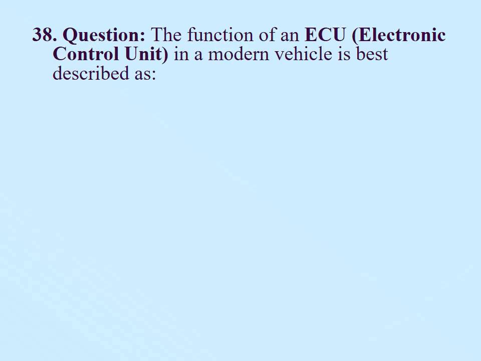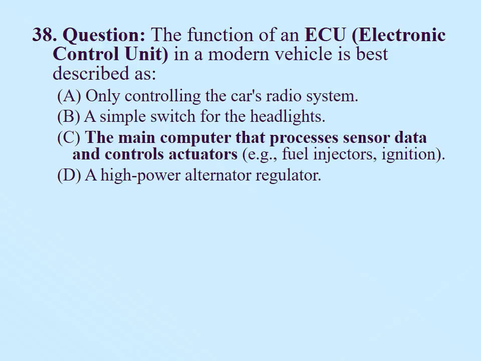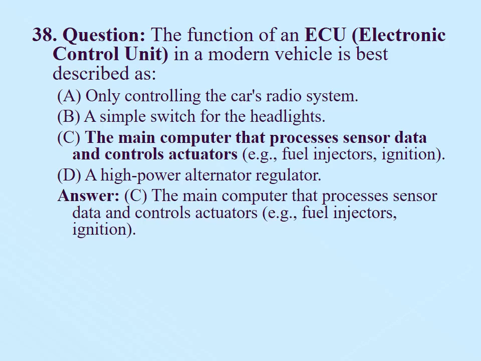Question number 38. The function of an ECU, electronic control unit, in a modern vehicle is best described as option A, only controlling the car's radio system. Option B, a simple switch for the headlights. Option C, the main computer that processes sensor data and controls actuators, that is fuel injectors, ignition. Option D, a high power alternator regulator. Answer is option C, the main computer that processes sensor data and controls actuators.